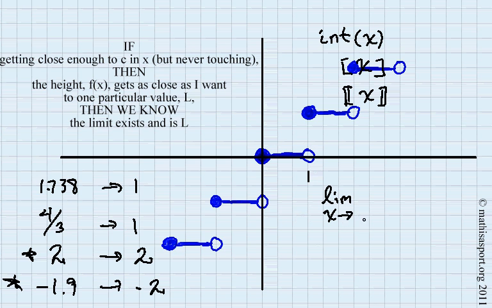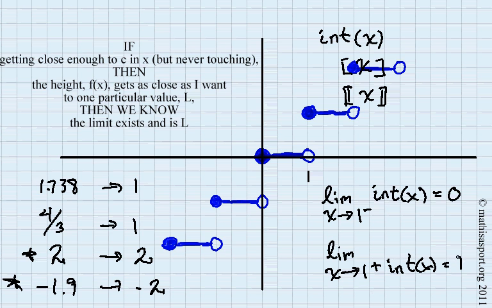We'll say the limit as x approaches 1 from values that are less than 1. That's what this minus sign means. Of the int function, we'll say that that limit, that one-sided limit, is 0. And similarly, the limit as x approaches 1 from values that are greater than 1, the limit of the int function is 1. That's what one-sided limits are about.